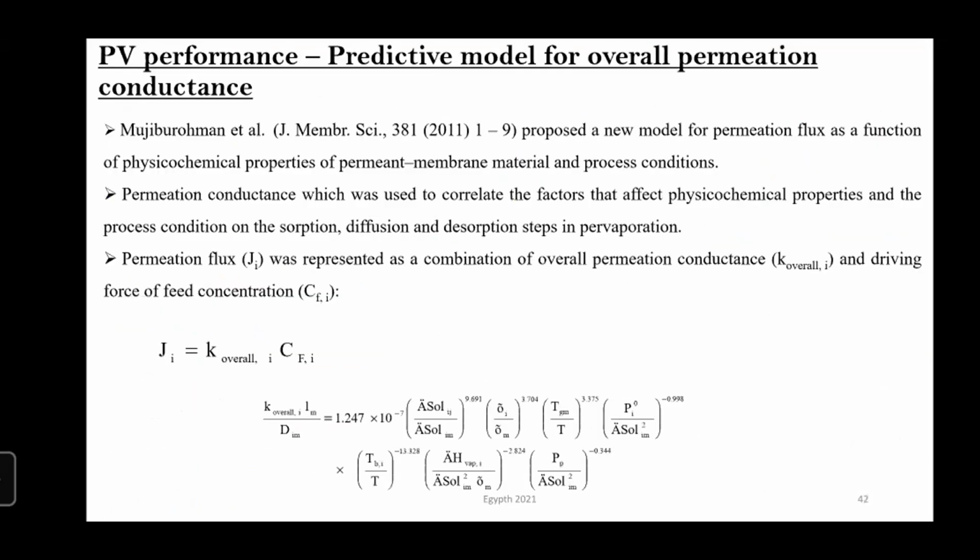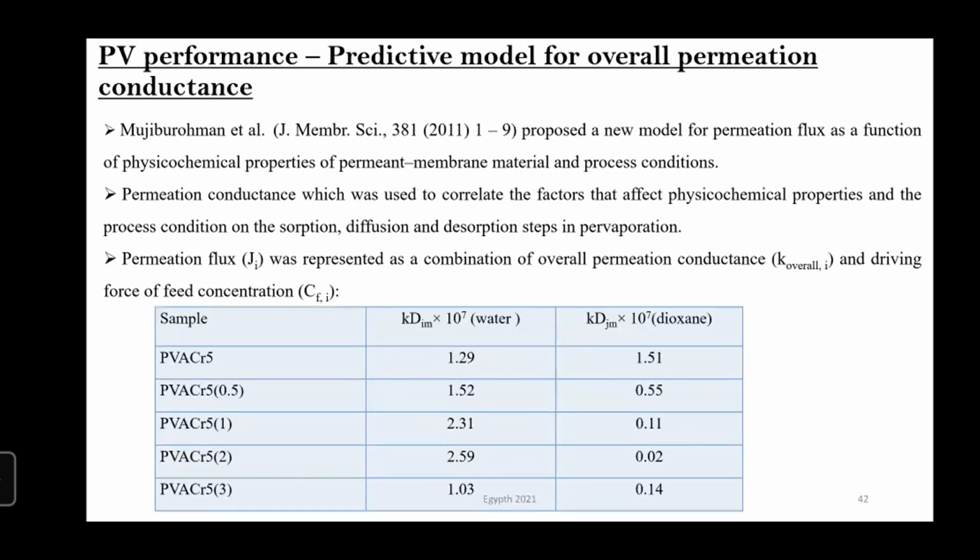In our present work, we also compared with predictive theoretical modeling. There is one paper published in the Journal of Membrane Science, and we compared our studies with the theoretical prediction. The theoretical prediction shows the membrane's hydrophilic nature, and the permeation conductance, or permeation ability, of the membrane is somewhat close to the theoretical calculation for the separation of water and 1,4-dioxane. From this theoretical prediction, we can calculate the hydrophilic nature and selective permeation of the membrane.